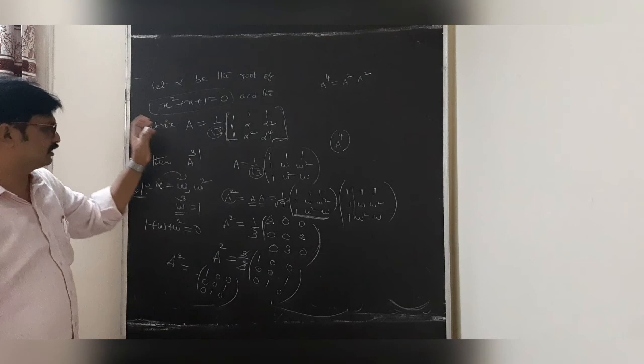Yes, 0 0 0. The second row is multiplied with the second column: 0 0 1. Yes, this is 0 0 0. The last row is multiplied with every element. This is what students? 0 1 into 0 0. My dear students, the last row is multiplied with this one: 0 plus 1 plus 0. This is 1.